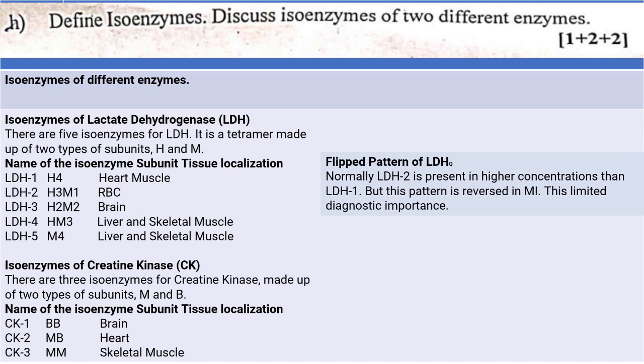Then what is the flip pattern of LDH? This is a commonly asked question if there is a case. Normally LDH2 is present in higher concentration than LDH1, but this pattern is reversed in a myocardial infarction. This has some limited diagnostic importance, it is not that famous. So normally LDH2 is more than LDH1, but this pattern is reversed. In this condition LDH1 is more than LDH2. It is seen in a myocardial infarction.